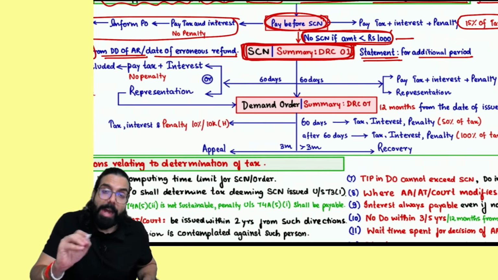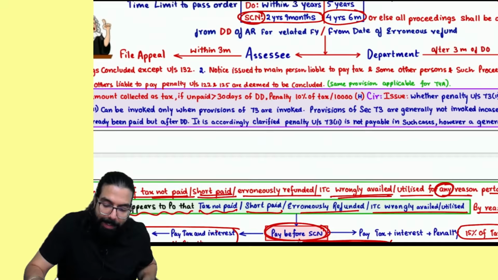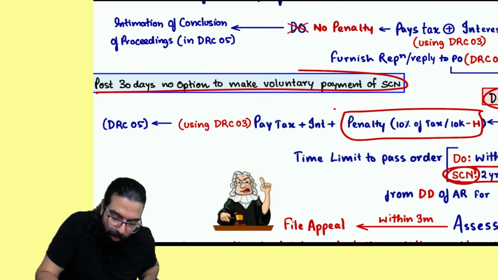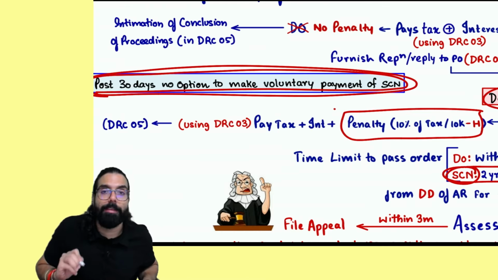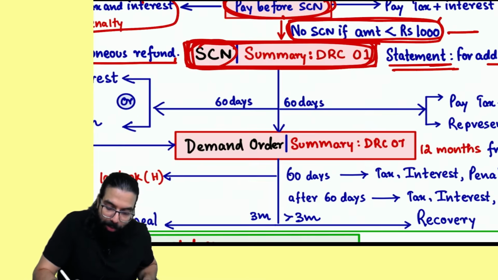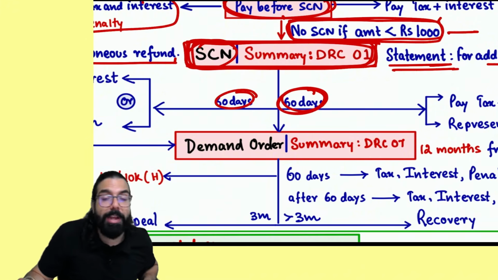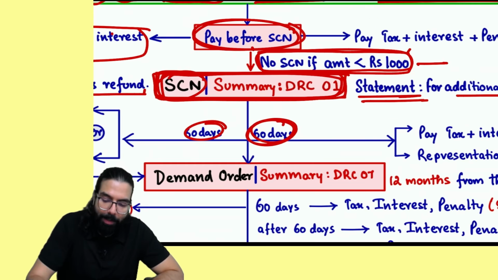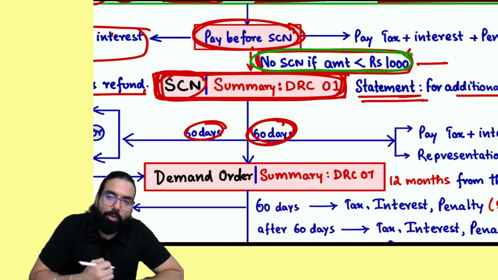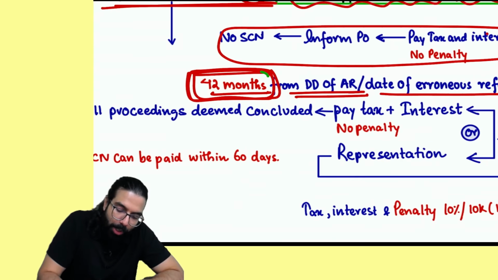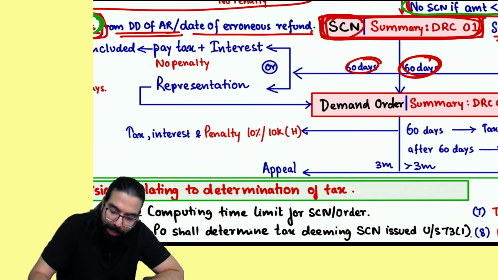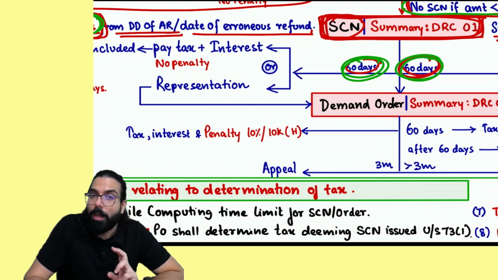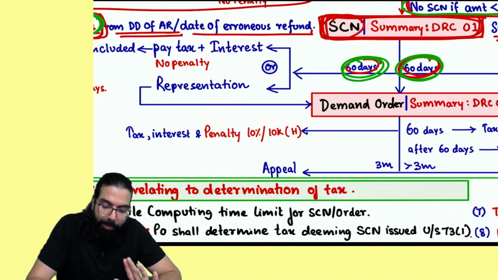Okay, sir, done. Now, show cause notice, voluntary payment, the time limit earlier was only 30 days. You can make voluntary payment for show cause notice only within how many days? 30 days. Sir, now the show cause notice can be paid within how many days? 60 days. Voluntary payment of show cause notice can now be done in 60 days. Number one, no show cause notice if amount less than 1,000. Number two, show cause notice time limit 42 months. Number three, to pay voluntarily against show cause notice, earlier it was 30 days, now it is 60 days. Okay, sir. Number three done.